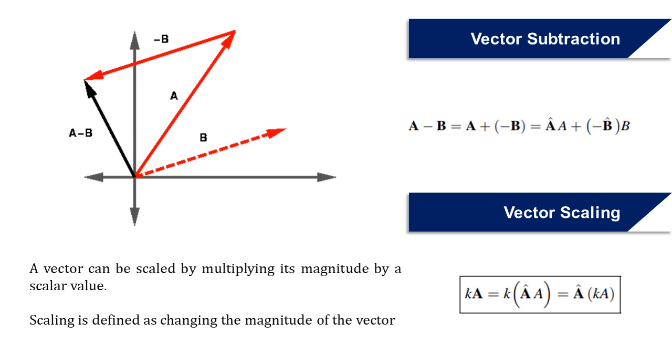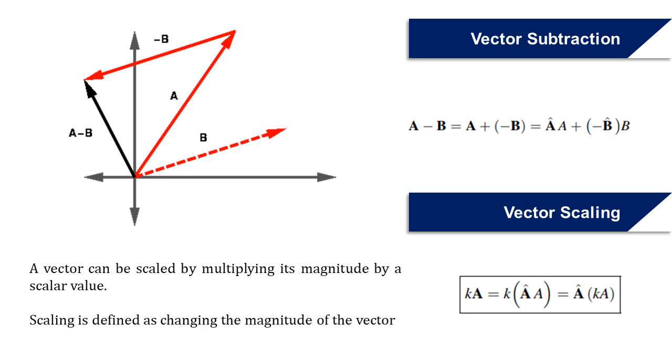So, ibig sabihin yan, babaliktarin natin yung direction ng B. Then, tsaka pa lang natin kukunin yung ating summation. So, hindi katulad sa addition, wala tayong gagalawin na direction. Dito sa subtraction, babaliktarin natin sa opposite direction yung ating isang vector bago natin i-add.